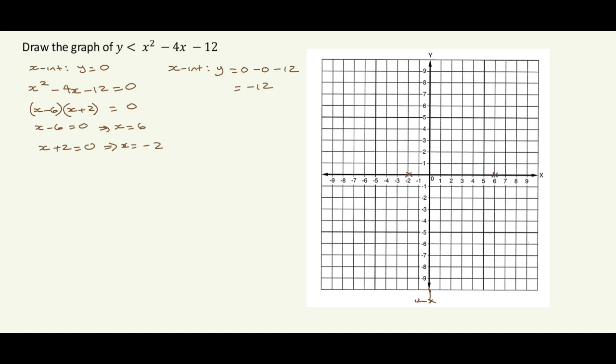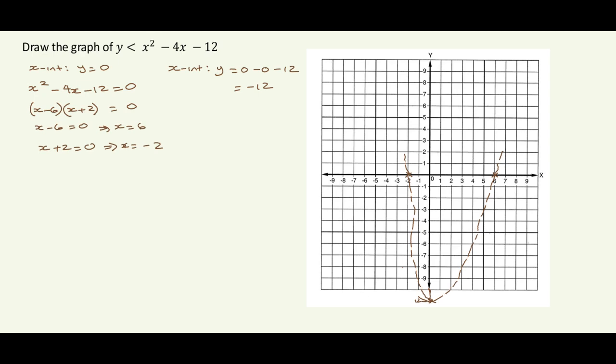We're going to join the points together. Okay, erase this portion right here. And then we're going to start from here, right about here. This is our graph here. And because it's less than, it's not equal to, we're going to make it broken lines to show that it's not equal to.